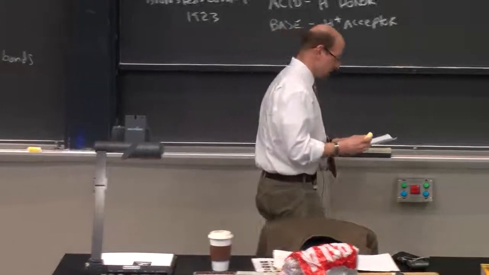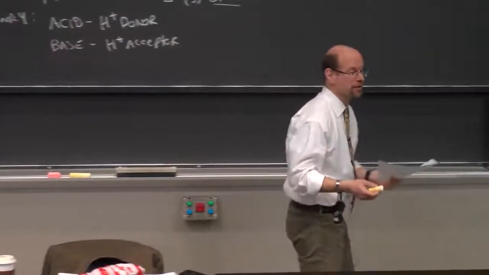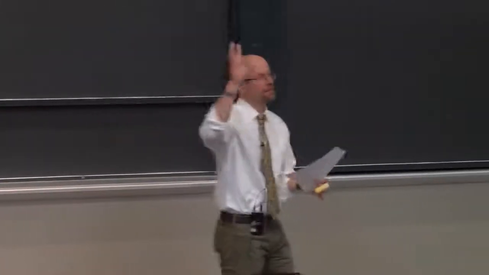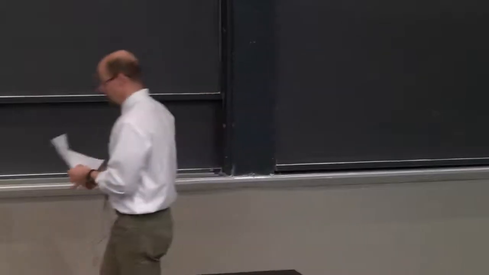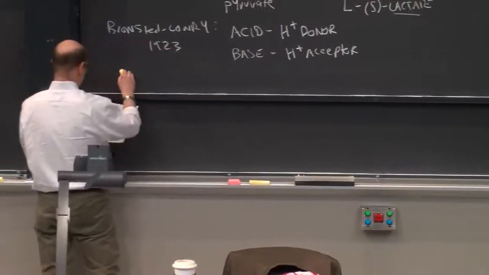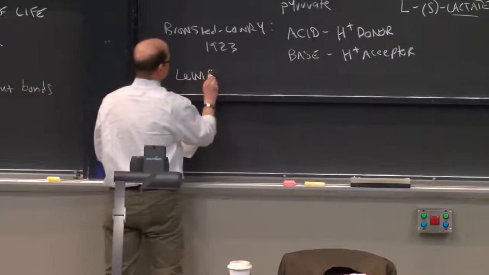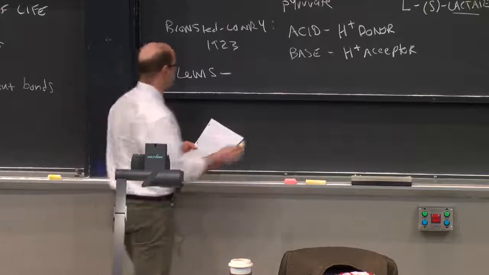Gilbert Lewis, who was an MIT professor, he was the founder of Lewis structures. You guys all know about Lewis structures, right, where you draw the electrons around. So Gilbert Lewis came up with an alternative definition at about the same time. Okay?